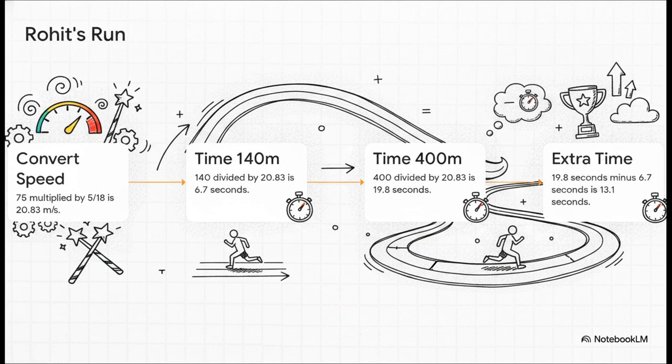Much better. Next up, time. For his normal 140-meter distance, we divide 140 by 20.83, getting about 6.7 seconds. But for that big 400-meter goal, 400 divided by 20.83 equals 19.8 seconds. To find the extra time he needs, just subtract them. 19.8 minus 6.7 means Rohit needs exactly 13.1 extra seconds to crush his new goal. Step by step, it's just a giant puzzle that's super satisfying to solve.